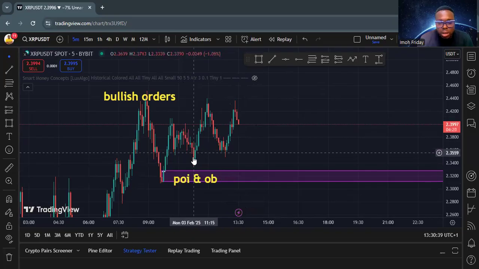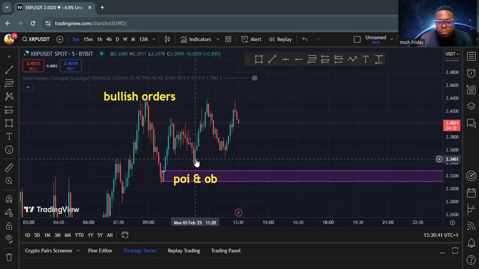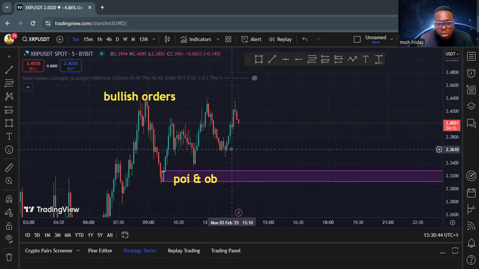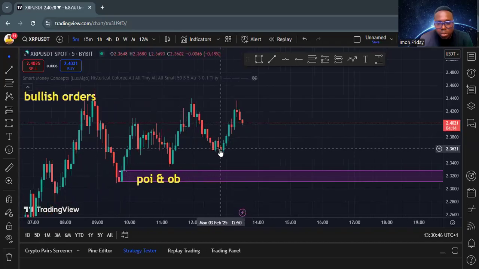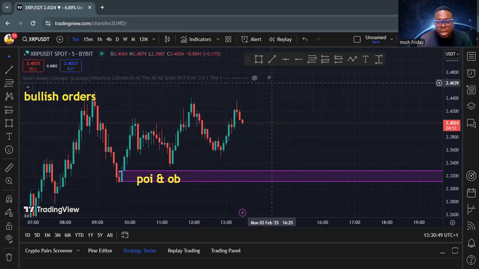Please take note, this is an order block. I would have marked here also. This also seems like an order block. This very one here seems like an order block too, but it's very small. But let's just pick it and see what we can make of it.